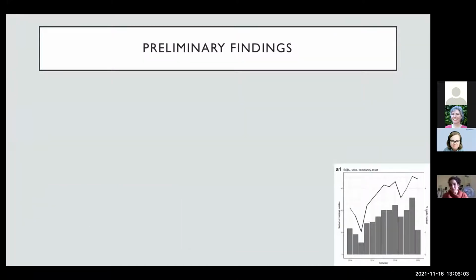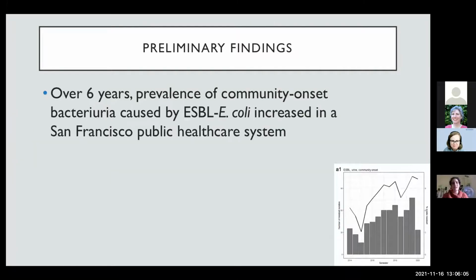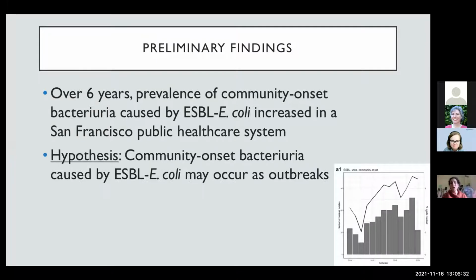So here are some preliminary findings that our work is based on. What we found was that over the last 6 years, from 2014 to 2020, the prevalence of community-onset bacteria, so bacteria in the urine that includes UTI and asymptomatic bacteria, caused by ESBL E. coli actually increased both in hospital settings and in community settings, so people who had not been hospitalized in the last 90 days.